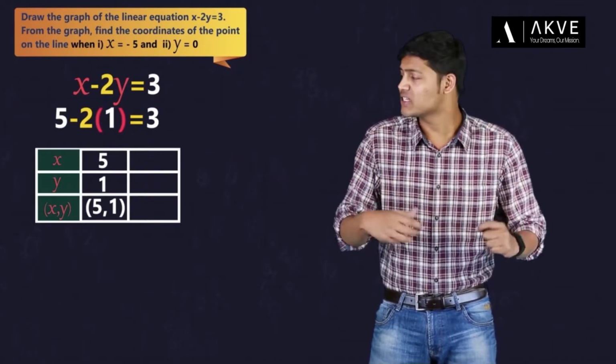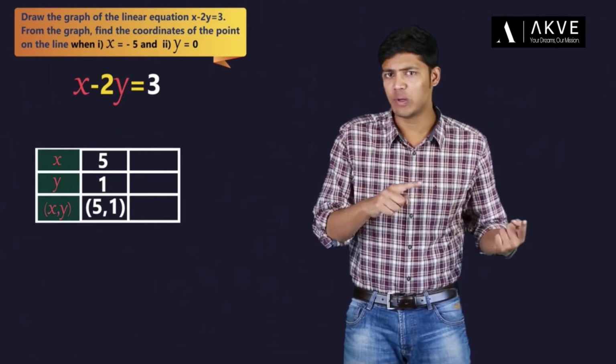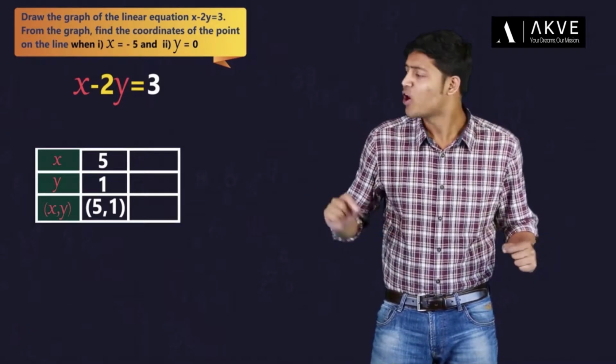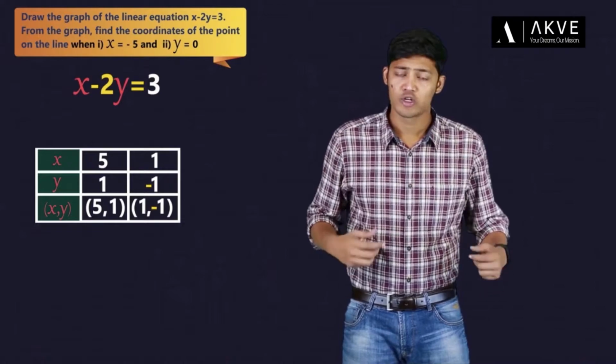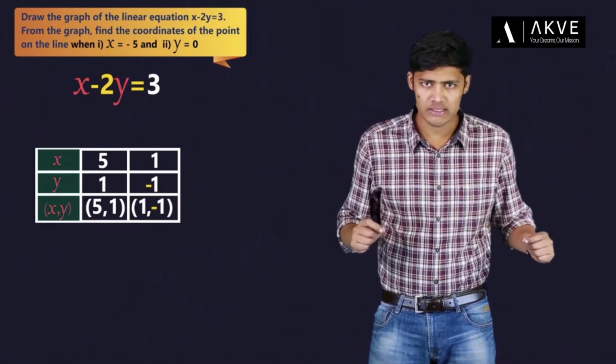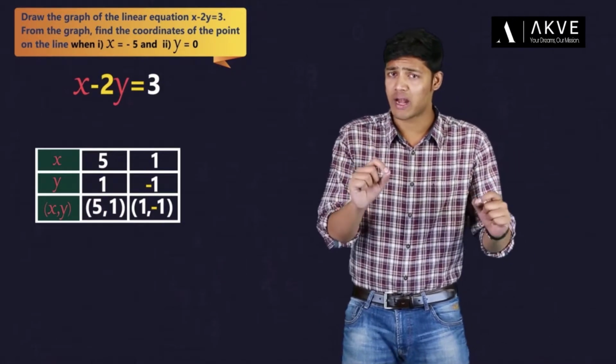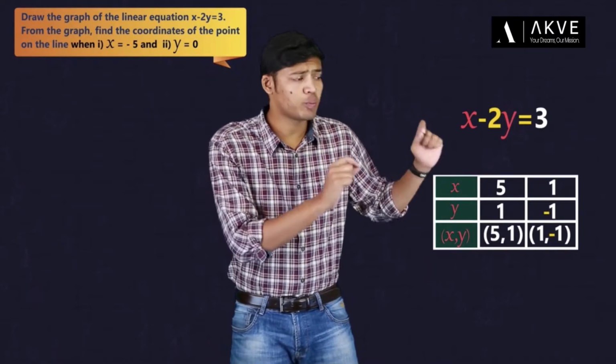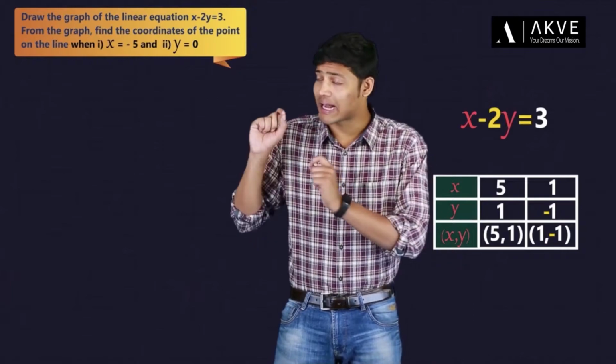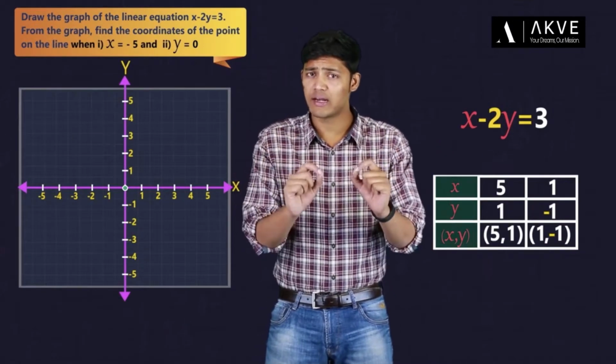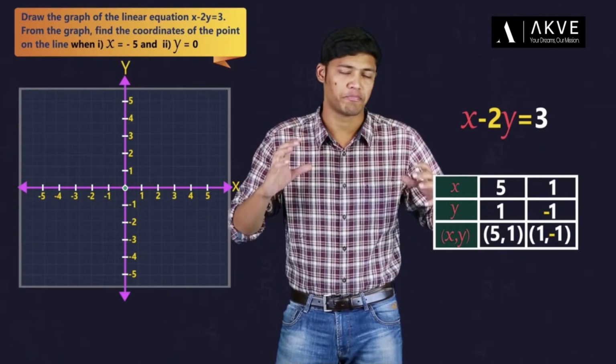So one point is (5, 1). Similarly, we can find the other point as (1, minus 1). So here we have 2 points, (5, 1) and (1, minus 1), and we can plot them on the Cartesian plane and then draw a line passing through both of them.